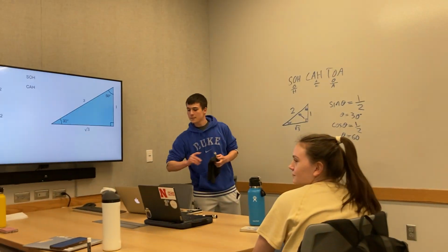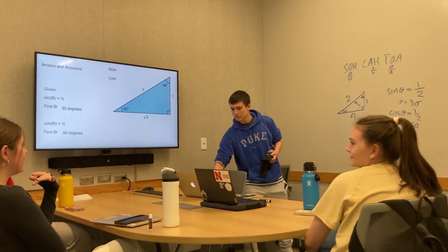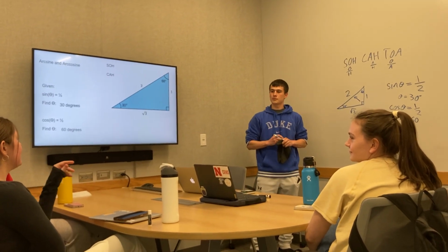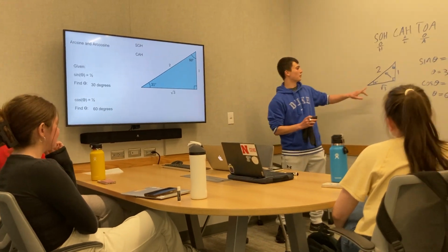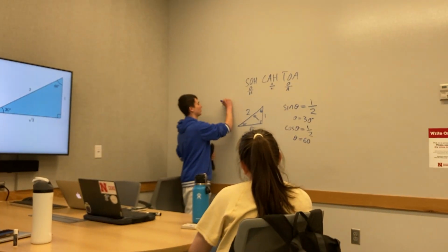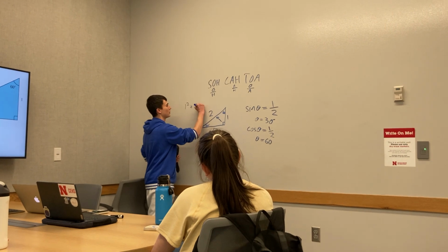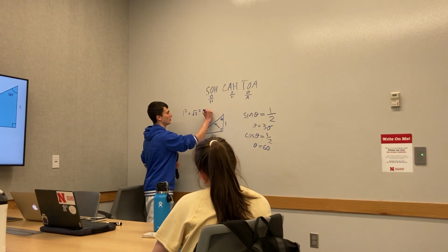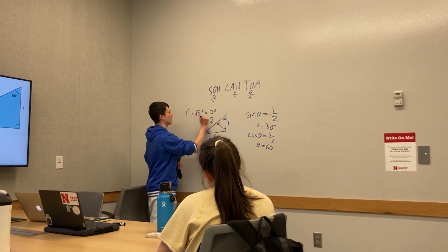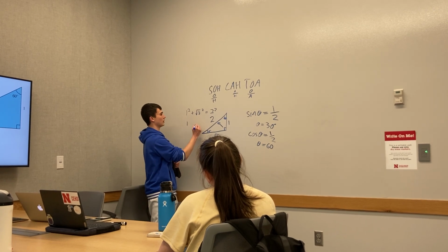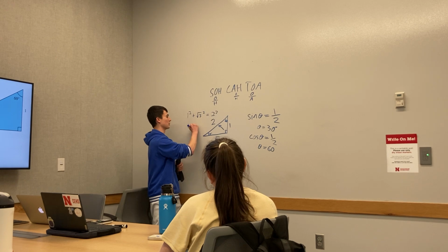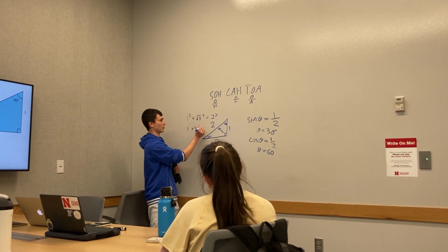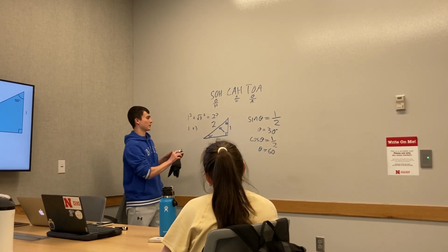I have a question. Yeah. It's kind of just a refresher. Is the Pythagorean theorem a squared plus b squared equals c squared? Yes, so if we took 1 squared plus square root of 3 squared equals 2 squared, when you square a square root, you get the number inside the square root, right? So we have 4 equals 4, right? Good question.